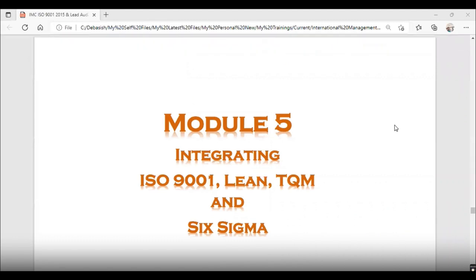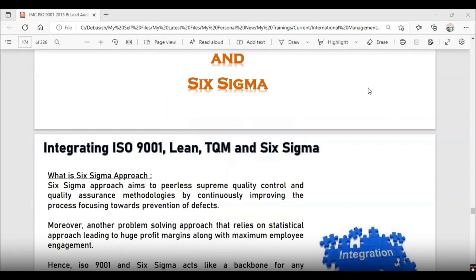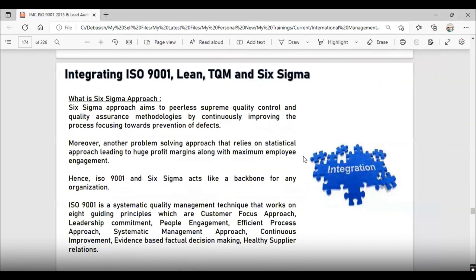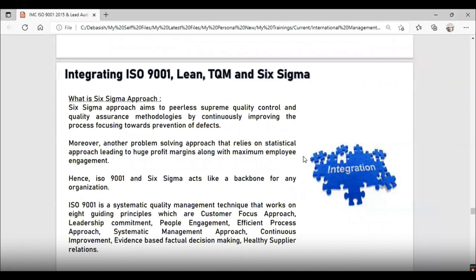Hello everyone and welcome to module 5 of our e-learning session, ISO 9001:2015 and lead audit. In module 5, we will be understanding the integration of ISO 9001, Lean Initiative, Total Quality Management, and Six Sigma.